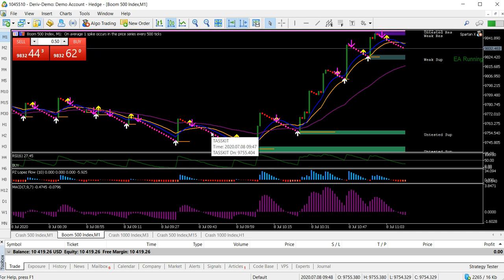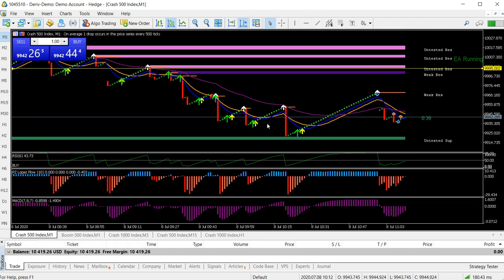You see another condition, you enter and take it. When price is below the purple, if it's in the boom market, it means that price is doing a sell. So price is in the sell trend. When price is above the purple line, it means that price is doing more spikes. You understand? So price is upward. It's an upward trend.